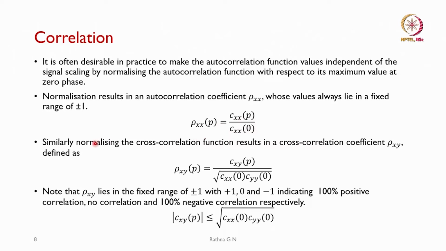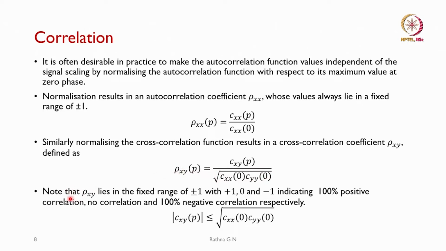Similarly, normalizing the cross correlation function results in the cross correlation coefficient rho xy, which is given by rho xy of p, which is nothing but Cxy of p divided by the root of Cxx of 0, the autocorrelation value at 0 for one of the signals, times Cyy of 0 for the second signal. Under the square root you will be doing it, which will normalize our cross correlation function.